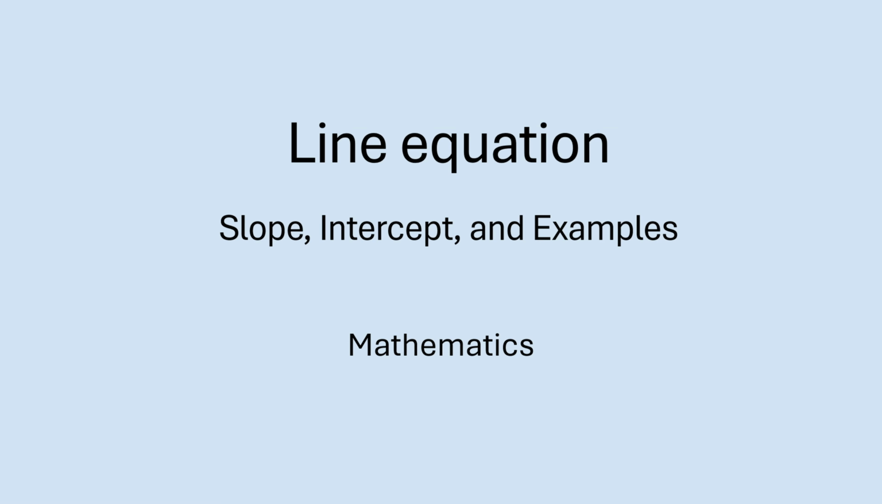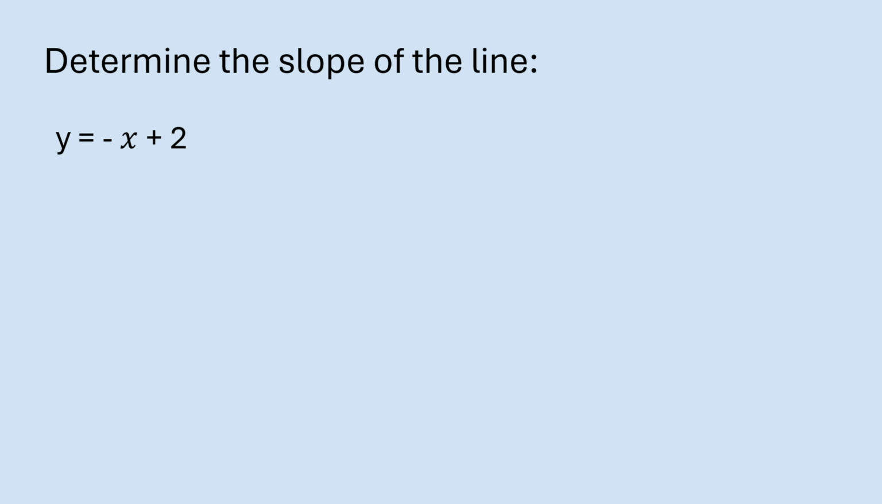Line equation, slope, intercept, and examples. Determine the slope of the line. y = -x + 2.